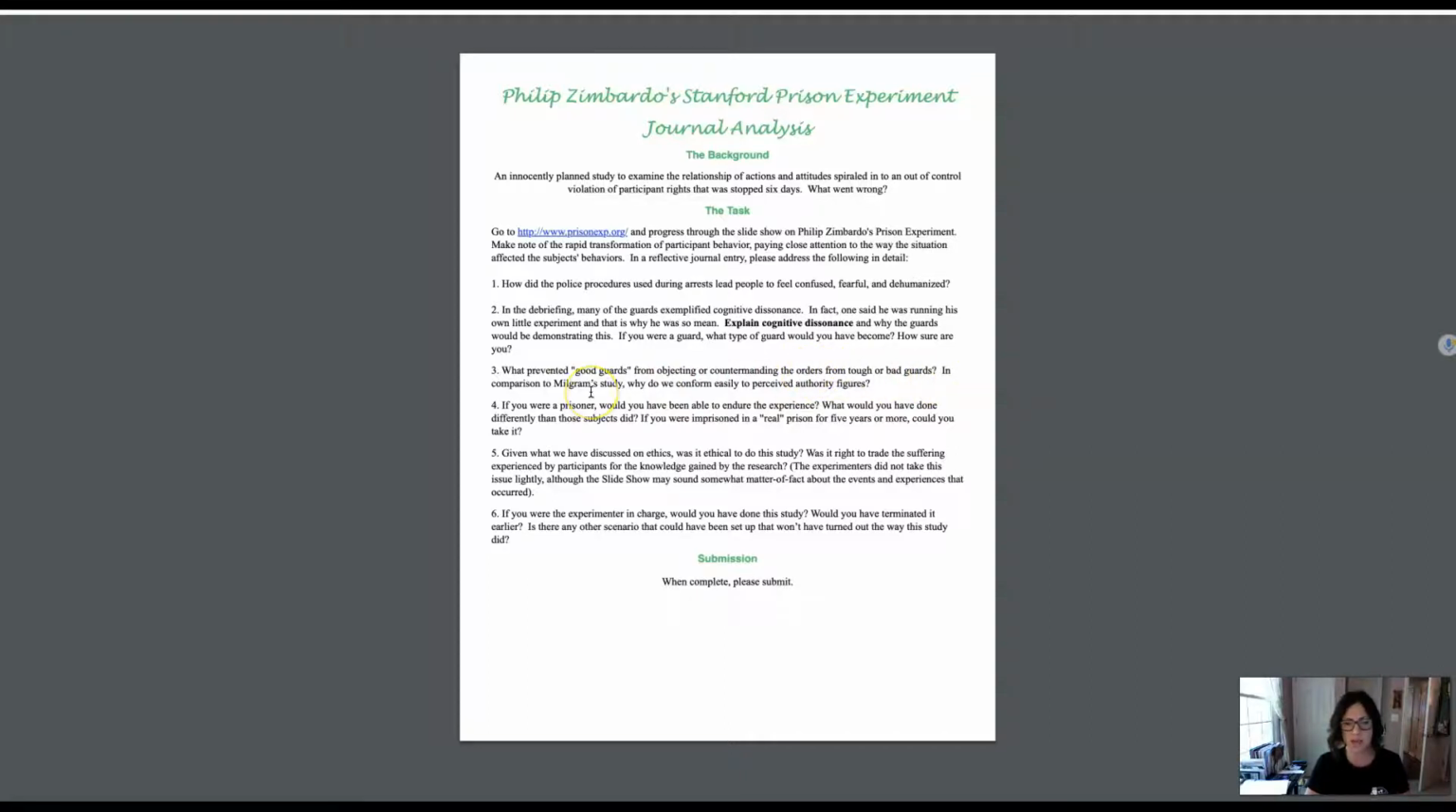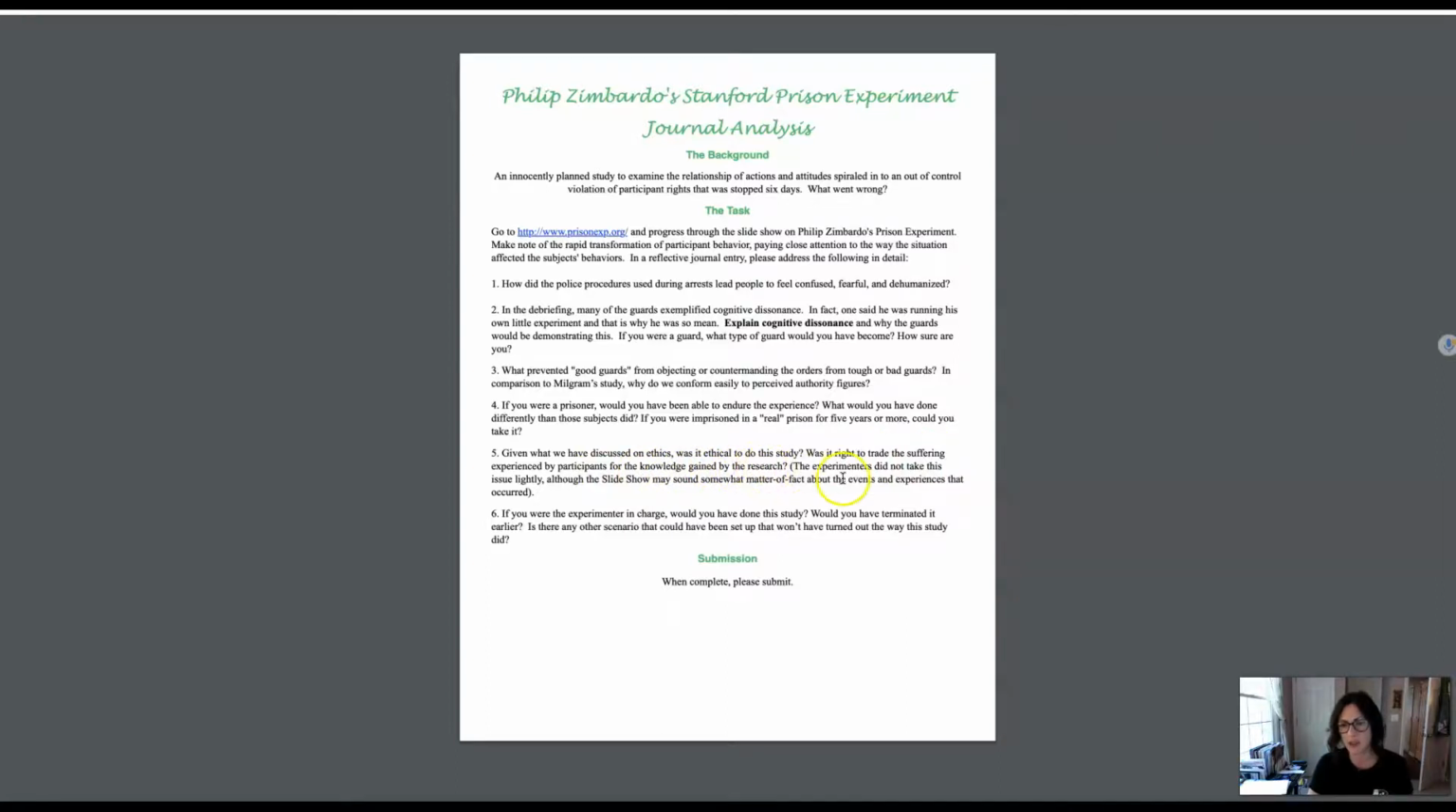In comparison to Milgram's study, why do we conform easily to perceived authority figures? If you were a prisoner, would you have been able to endure the experience? What would you have done differently than the subjects did? If you were imprisoned in a real prison for 5 years or more, could you take it? Given what we have discussed on ethics, was it ethical to do this study? Was it right to trade the suffering experienced by the participants for the knowledge gained by the research?